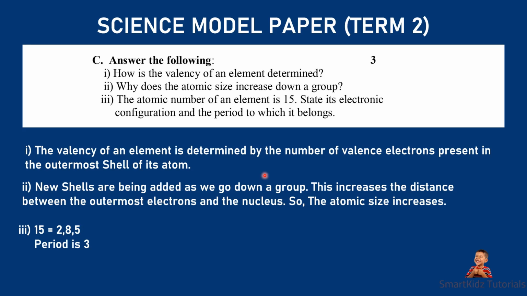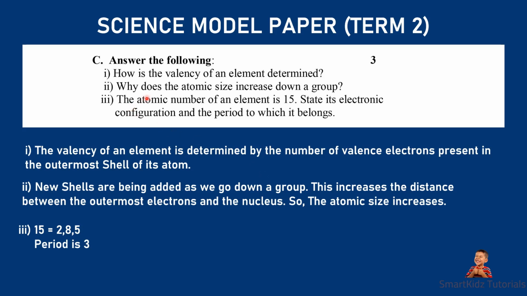Let's take, for example, chlorine. Chlorine has 7 electrons in its outermost orbit. The electronic configuration is 2, 8, 7. So it needs 1 electron to complete the octet, and that is why 1 becomes the valency of the chlorine atom. So that is what it tries to say: it depends on the number of electrons in the outermost shell to determine the valency of that particular element.